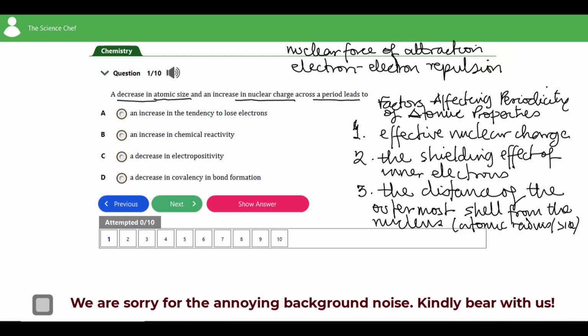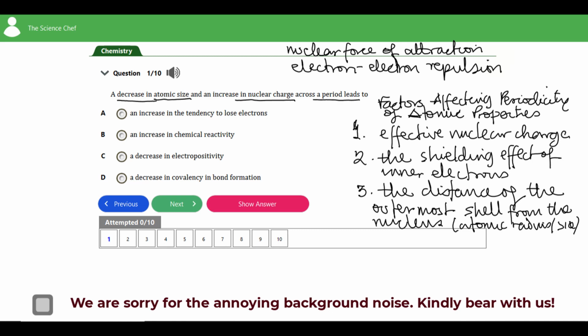Because for that atom to lose an electron, that force of attraction will have to be what? Overcome, right? And most times it's always difficult to overcome that force of attraction as you move across the period, which is why nonmetals tend to have a higher ionization energy compared to metals, because ionization energy has to do with the energy required to remove an electron from the valence shell of an atom. So given that, what will be the answer to this question?